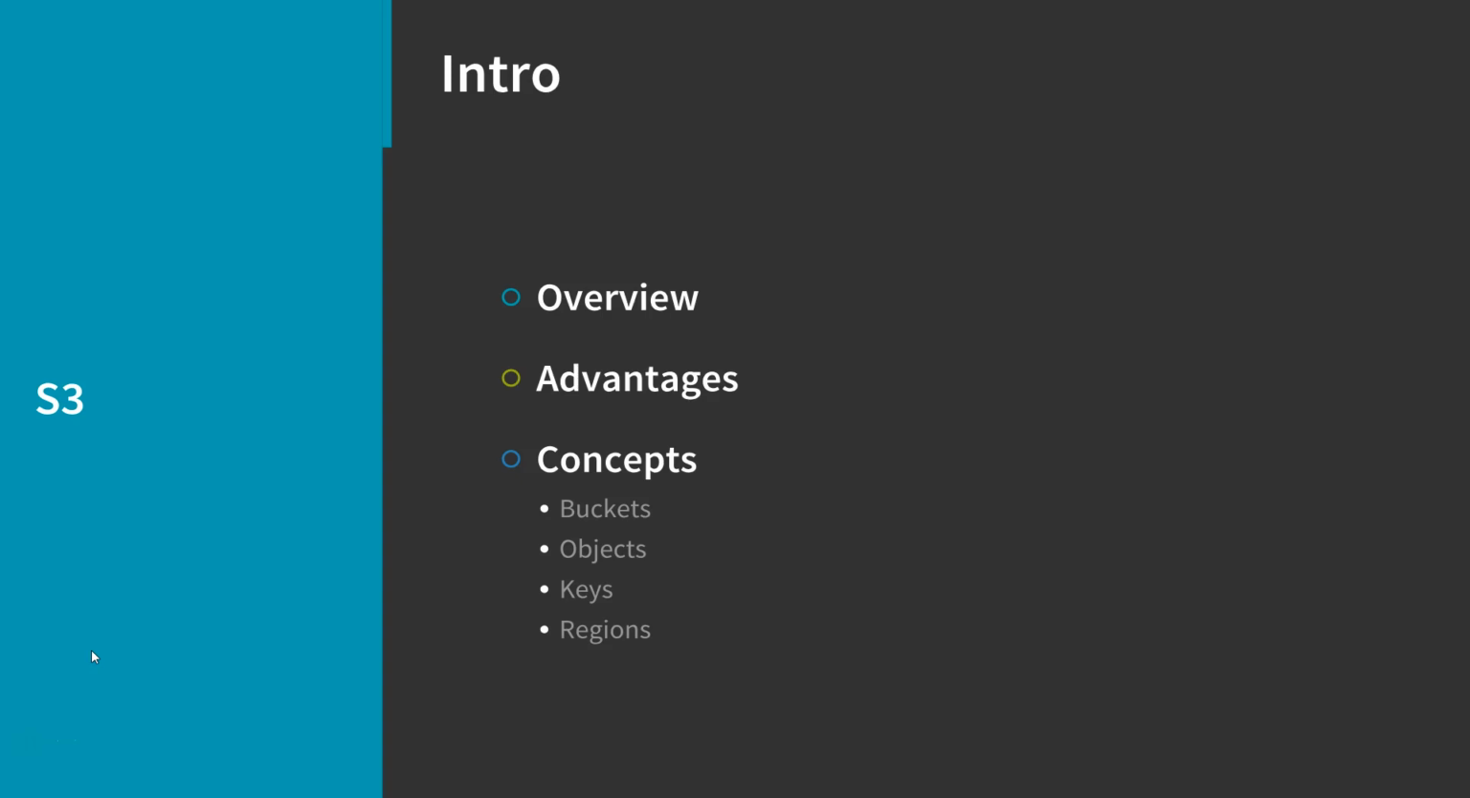It gives any developer access to the same highly scalable, reliable, fast, inexpensive data storage infrastructure that Amazon uses to run its own global network of websites. One of the greatest advantages to S3 is that it's intentionally built with a minimal feature set that focuses on simplicity and robustness. It'll allow you to create and name a storage bucket that stores data. Buckets are the fundamental container in Amazon S3 for data storage.